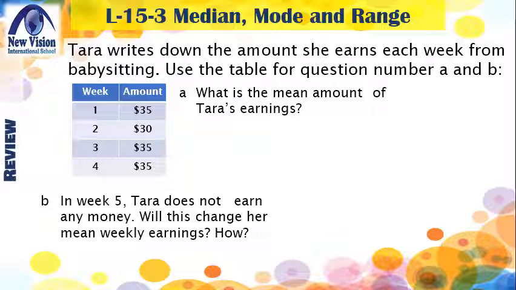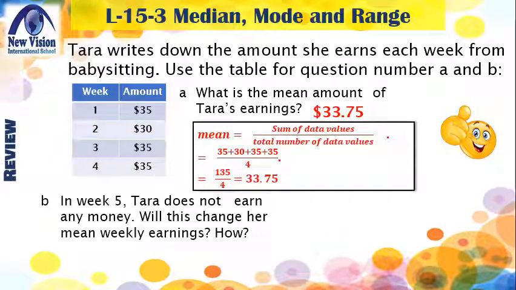$33.75. How? Very good. Mean equals sum of data values divided by total number of data values, equals 35 plus 30 plus 35 plus 35, divided by 4, equals 33.75. Remember, this is the average amount of money she earned over 4 weeks. She can work more than 4 weeks, but we calculated here the average earnings just for 4 weeks.